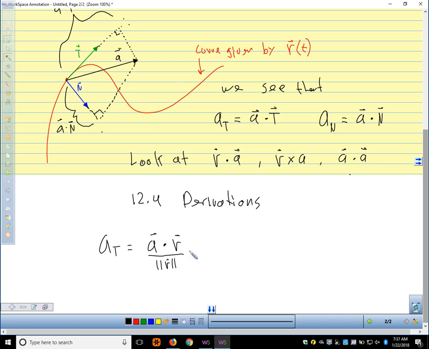So there is our tangential component of acceleration expressed just in terms of, we could also write this, and you'll usually see it written as v dot a, but I'm going to say r prime dot r double prime over the magnitude of r prime. So there it is. There's our tangential component of acceleration expressed in terms of our position vector and its derivatives.